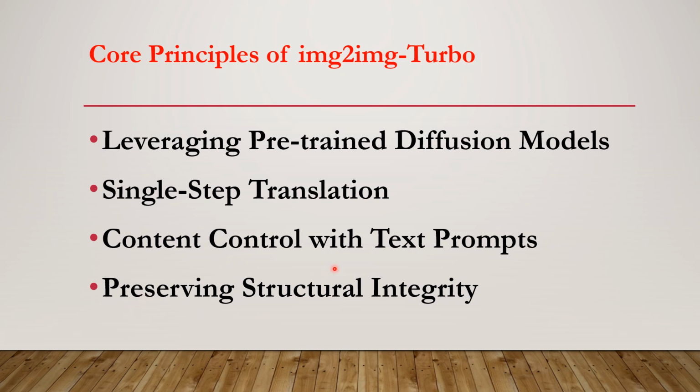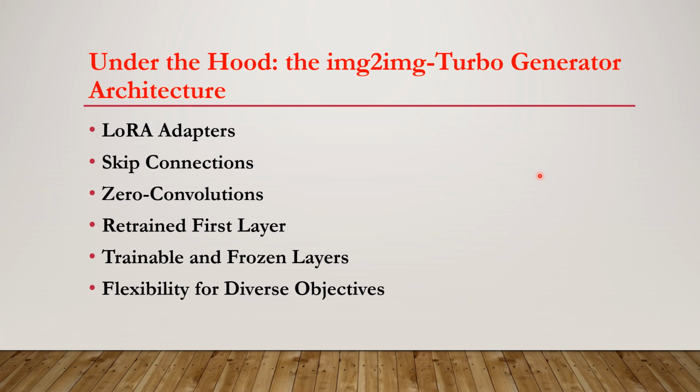Then preserving structural integrity. A key challenge in image translation is maintaining the structure of the original image. So this image-to-image turbo tackles these challenges through several architecture elements within its generator network. Now this image-to-image turbo generator will integrate three modules from the latent diffusion model into a single efficient network, and this streamlined architecture involves several features that contribute to its superior performance.